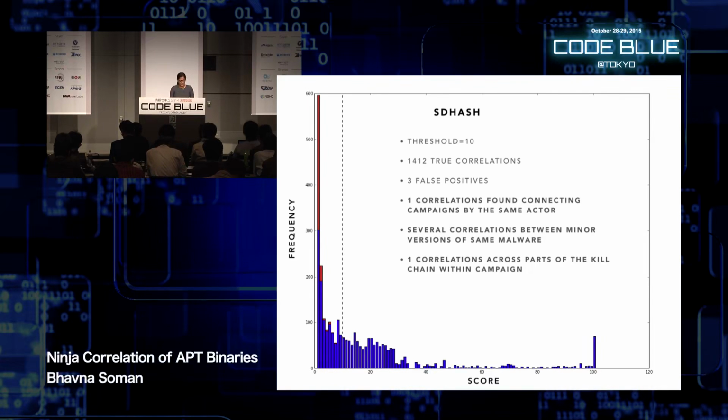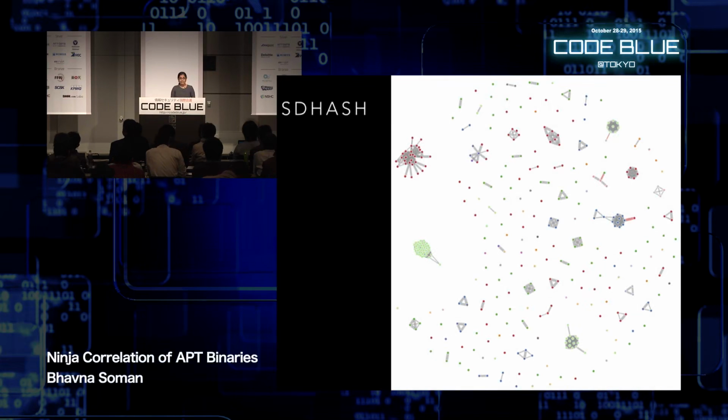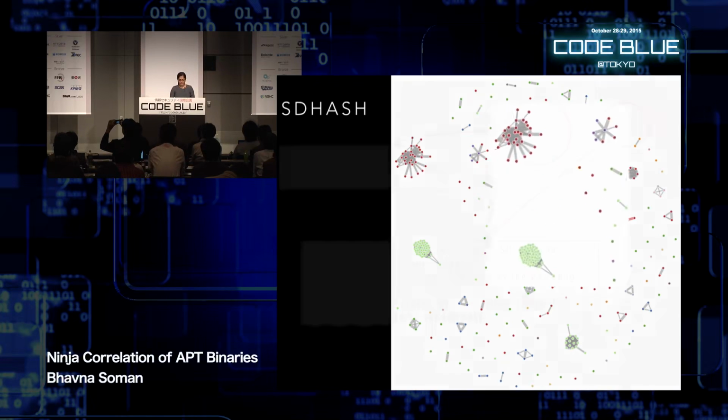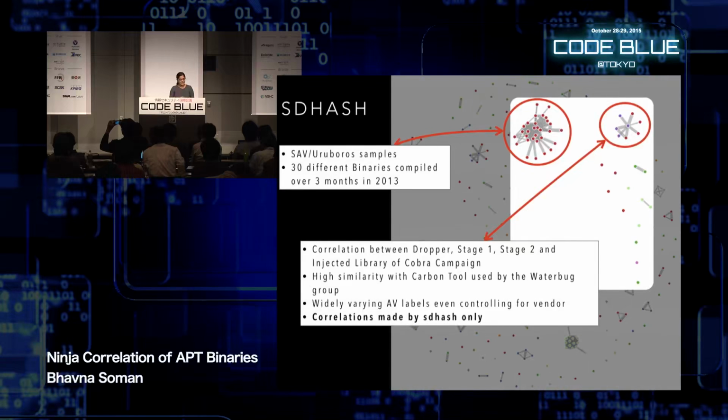These are the clusters that were found using SD hash. We can see that they're way denser and have more overall connections. These are the clusters that I found most interesting that were created using SD hash. The larger red cluster consists of 30 different samples of the Ouroboros rootkit compiled over a span of 3 months in 2013. And the second cluster on the right, that's really nice.